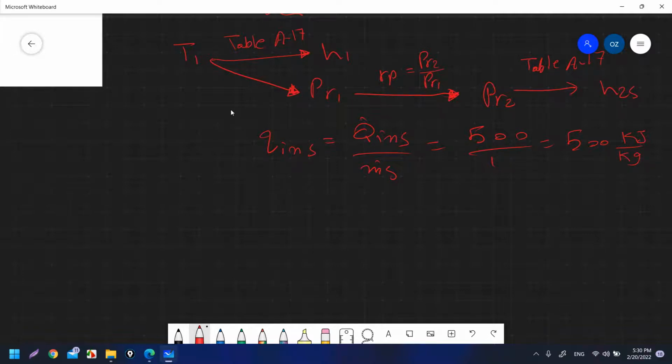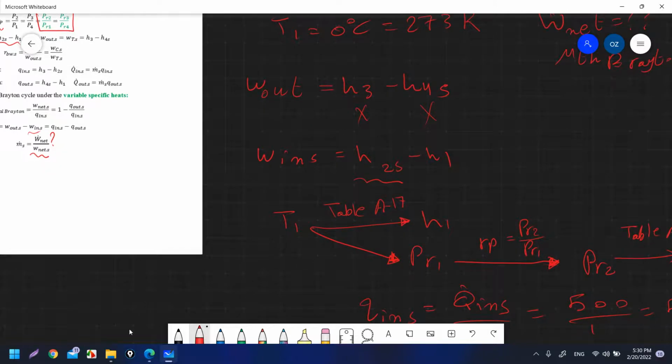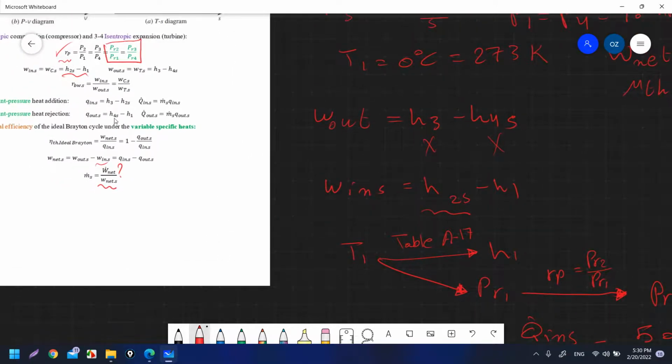The problem is that when I go to Q out S, Q out S is equal to H4S minus H1. As you can see here, Q out S is equal to H4S minus H1. H1 can be found, or I already found it using T1 from table A17, but the problem is in H4S. In H4S, I need a property at state 4, which is the relative pressure PR4, but the problem is that I don't have PR3 in order to use RP and PR3 to find PR4.